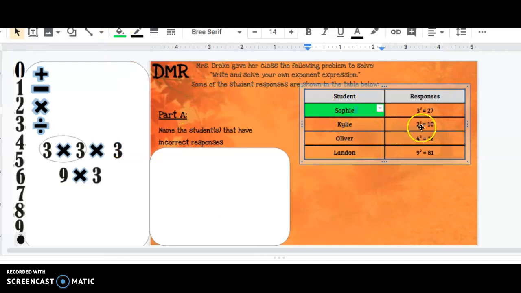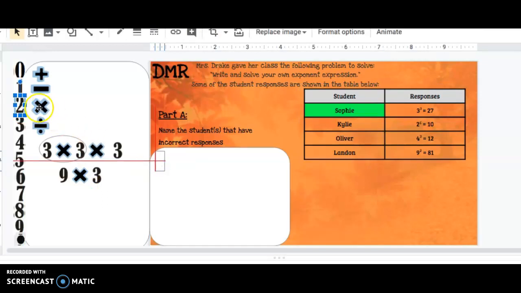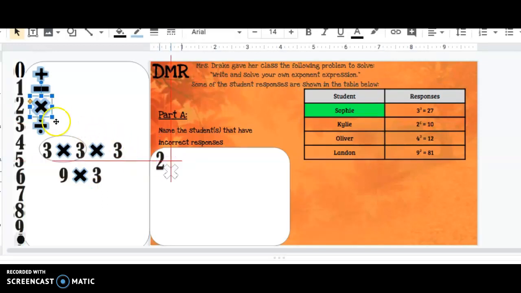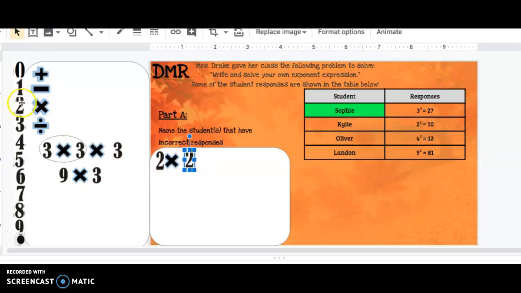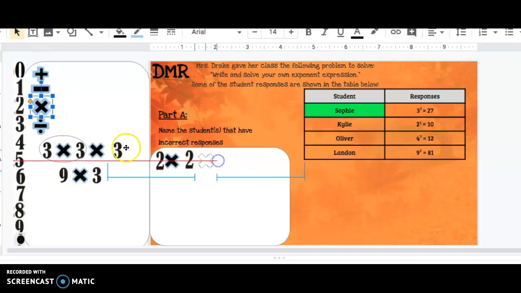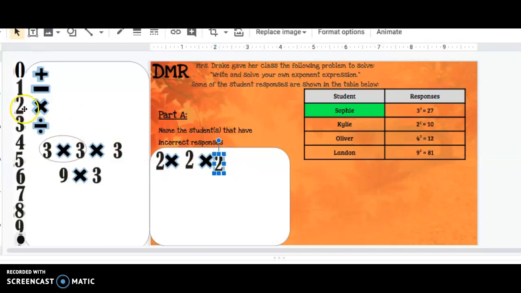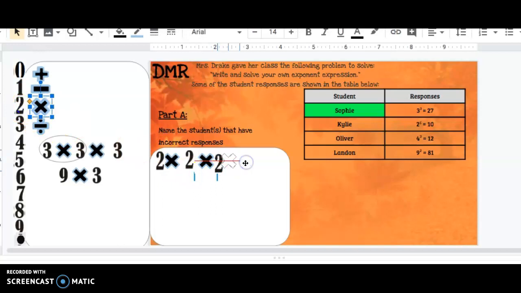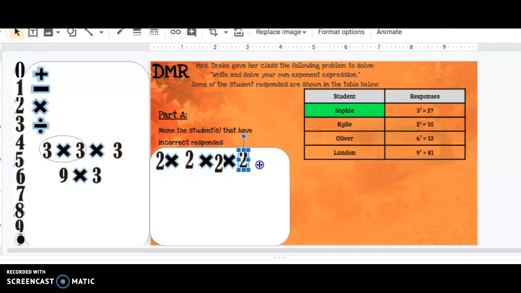Kylie has 2 to the fifth power equals 10. That means I have to do 2 times 2 times 2 times 2 times 2. So I have 5 2's that I have to multiply out. I'm going to start by listing that. 2 times 2 times 2 times 2 times, I know it's not straight, 2.